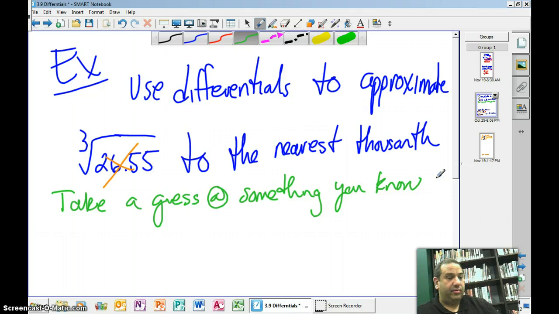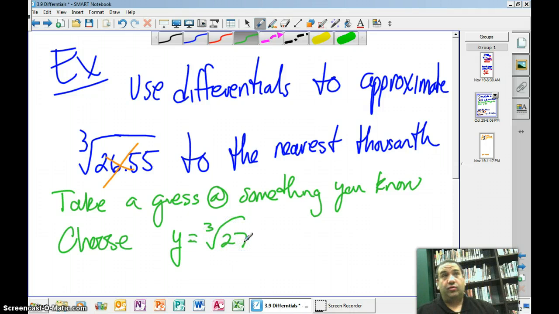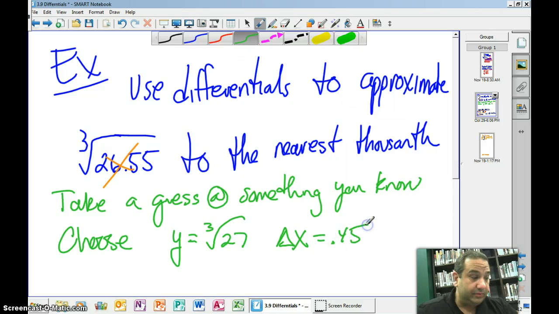So I am going to choose y equals the cube root of 27. The cube root of 27 is 3. So I'm choosing something that I know what I'm doing with. All right? Which means my delta x, how far off am I from this original problem? I am 0.45 off now.